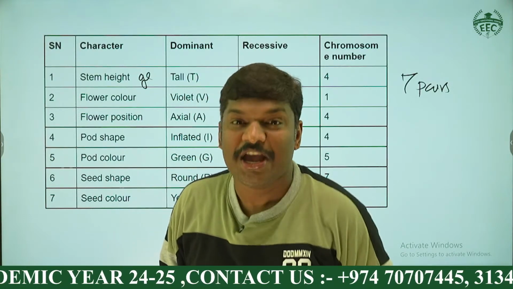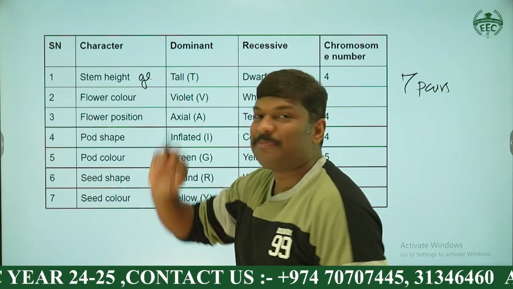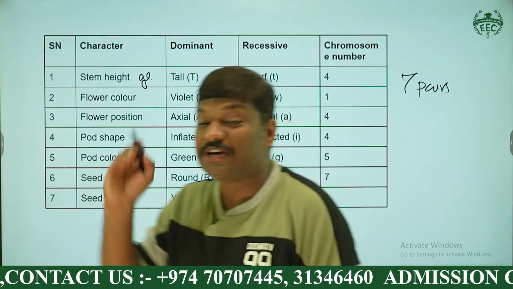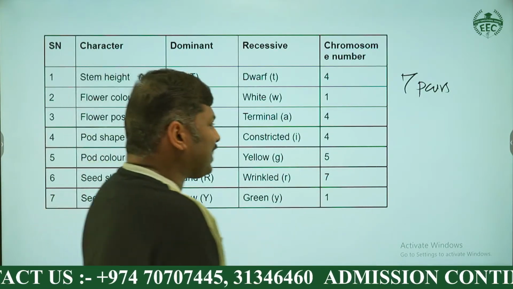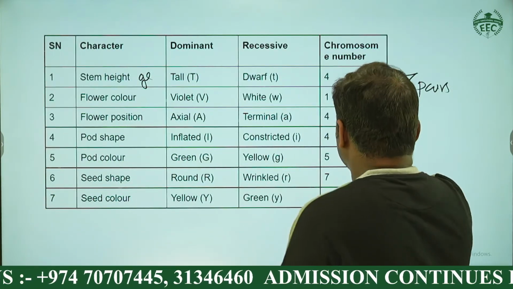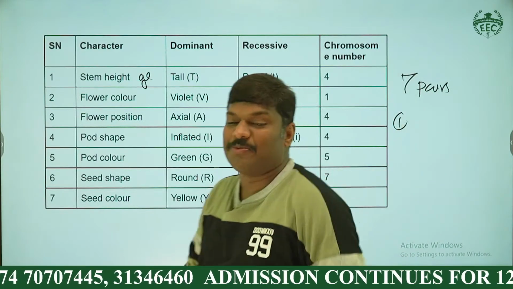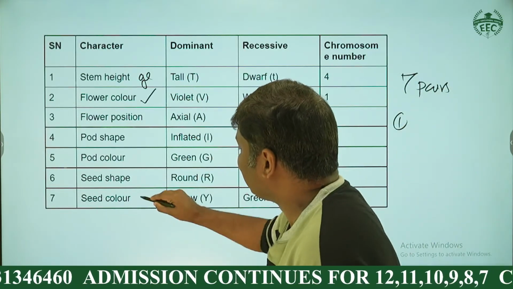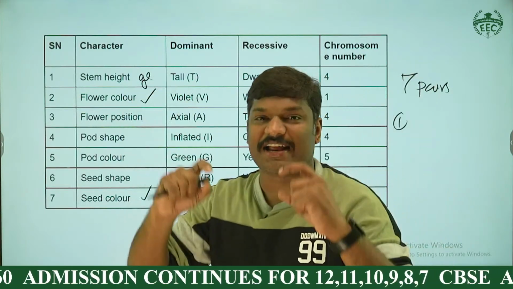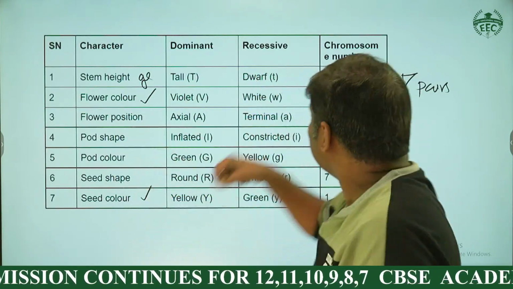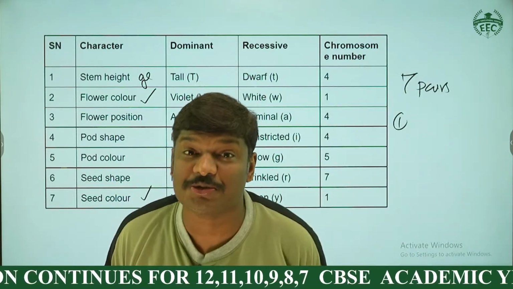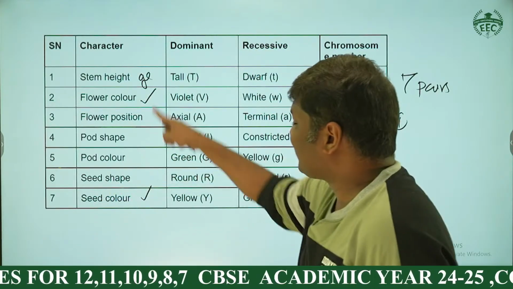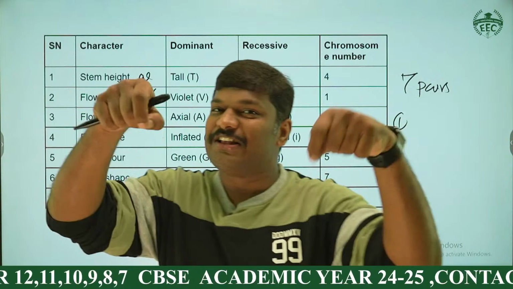So here you can see 1 pair of genes is there, right? For stem height, 1 pair of genes, flower color, 1 pair of genes, flower position, pod shape, and where is the gene? That is very important. Here we can take one by one. The first one, look at the board, my dear students, the first chromosome: you can see the flower color and seed color. The flower color and seed color, both are there in the first chromosome. How many chromosomes? 7 chromosomes, 7 homologous chromosomes.